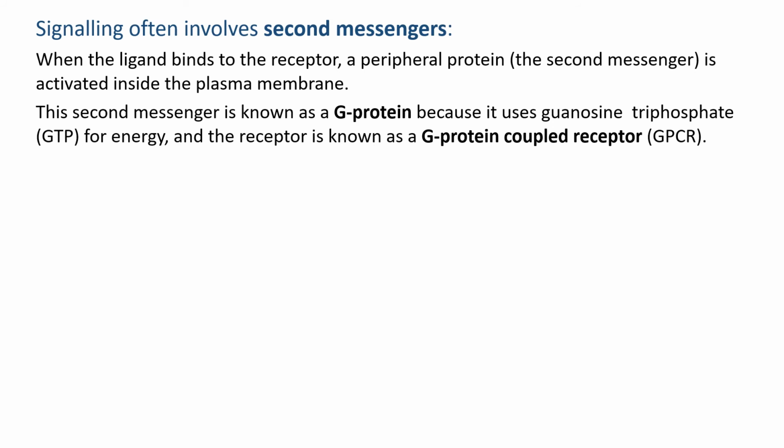The classic example, this second messenger, is a G protein. It's called a G protein because it uses guanosine triphosphate, GTP, remember we made some in cellular respiration, for energy. The receptor is known as a G protein coupled receptor, GPCR, and you may see that in texts or in scientific papers. GPCR just means it's a G protein coupled receptor. There's an awful lot of them.